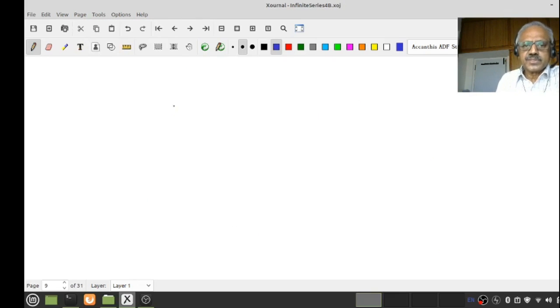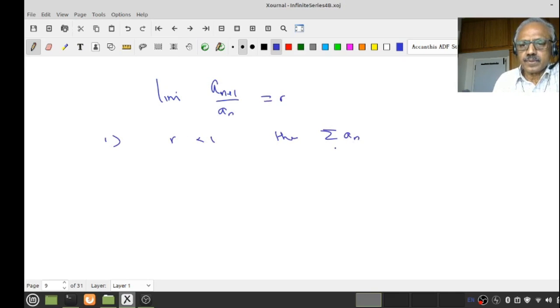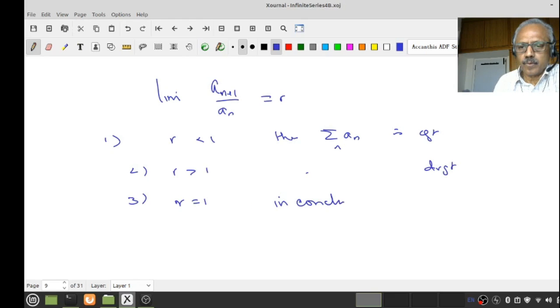So again this test is usually used with limits: the limit of a_(n+1) by a_n equal to r. If r is less than 1, then the series is convergent; if r is greater than 1, divergent; if r equals 1, inconclusive. For inconclusive, the same examples 1 by n and 1 by n squared. So this you can do.